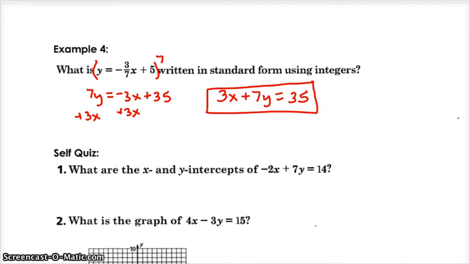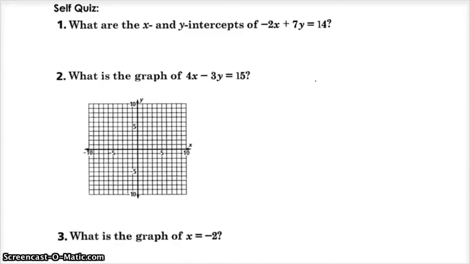Alright, it's time for the self-quiz. Try the next questions and then check your answers. Alright, what are the x and the y-intercepts? You should have plugged in 0 for x to find y, and plugged in 0 for y to find x. If I plug in 0 for x, I'm left with 7y equals 14, so y equals 2. And if I plug in 0 for y, I'm left with negative 2x equals 14, so x equals negative 7.